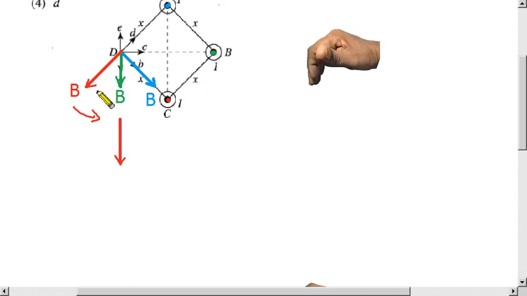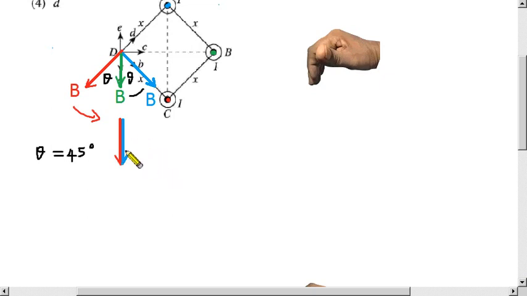So this angle theta is 45 degrees, and this angle is also the same, theta 45 degrees. So you have to turn this capital B value also this way. It is the same, because the magnitudes are equal and the angles are equal. So therefore, like this, we get the component like this.